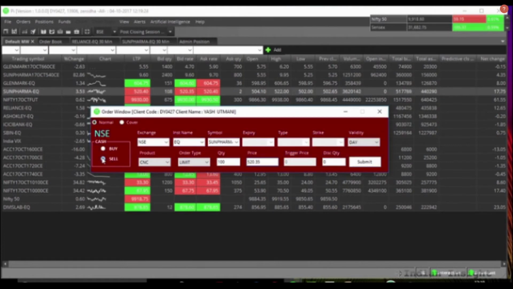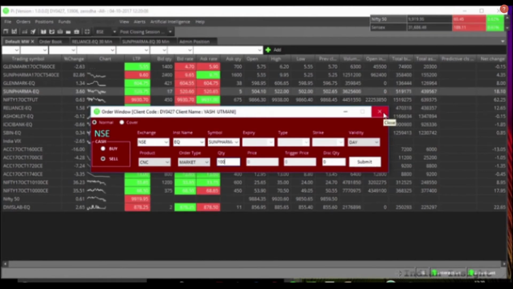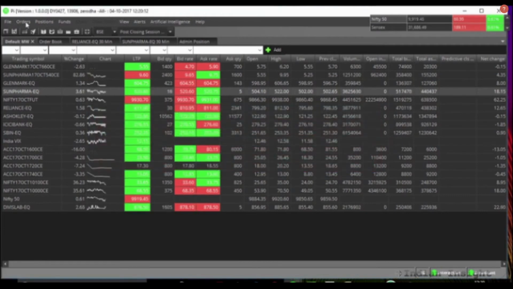Similarly, you have a simple sell order. Again, in this case, what you need to do is basically select your exchange, select your product type, then select the security name, select the order type. Let's say you select market. Maybe you now want to sell at market price. Select the quantity. Since this is a market order, you will obviously not enter the price because the order will be executed at the current market price. Now you can just press submit and your order will be executed. So this was simple buy and sell order.